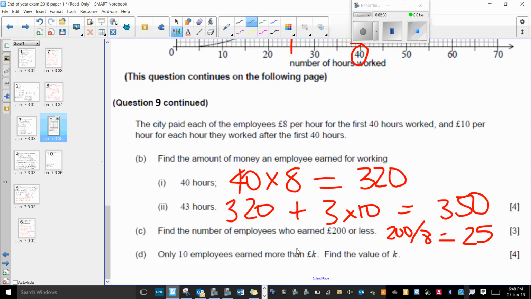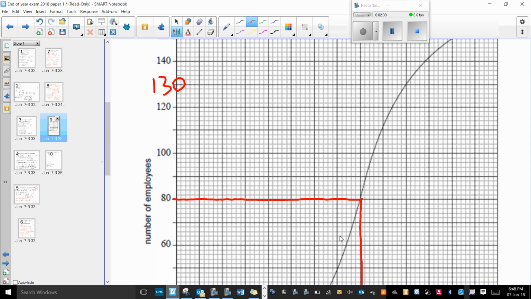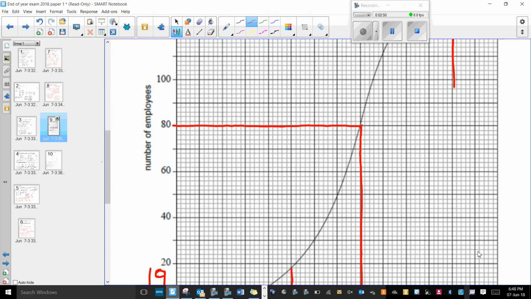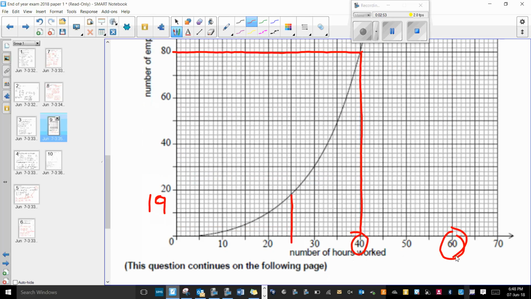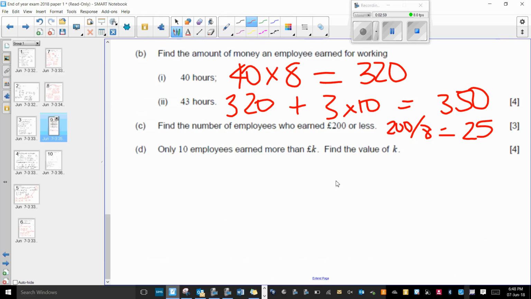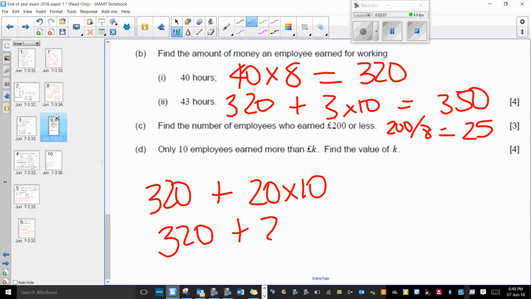Only 10 employees earned more than so much money. Find the value of that. So 10 employees from the top is 150. So we're going to go across to here, which means they worked 60 hours. So we need to find out how much 60 hours would get them. So that would be the 320 for the 40 hours plus 20 lots of 10. So 320 plus 200 is 520 pounds.